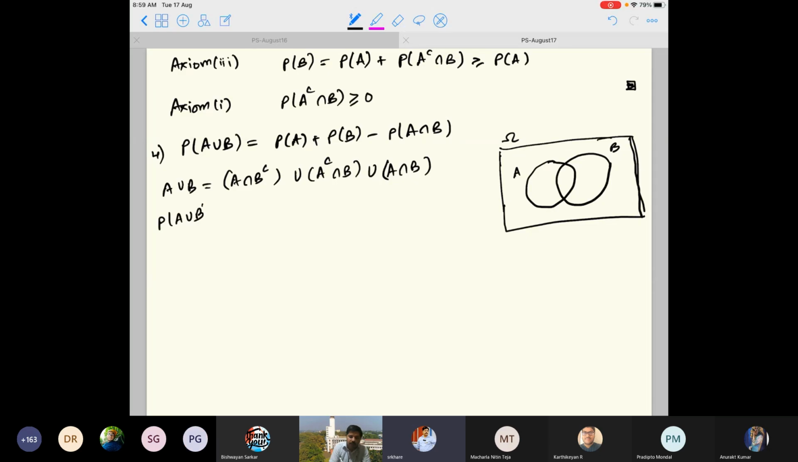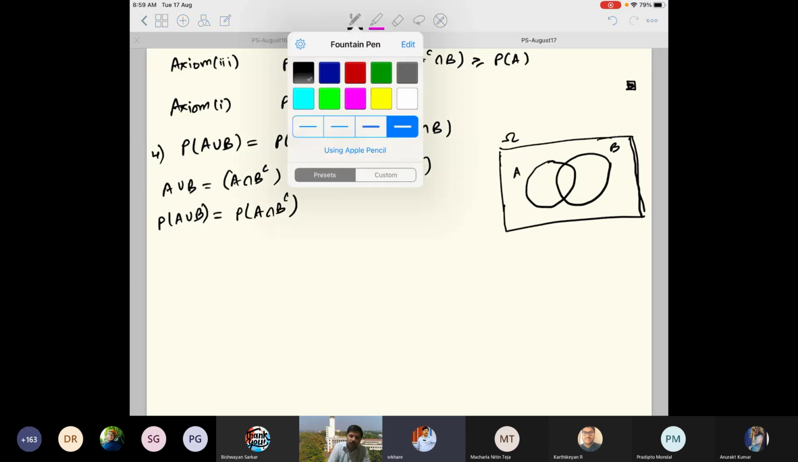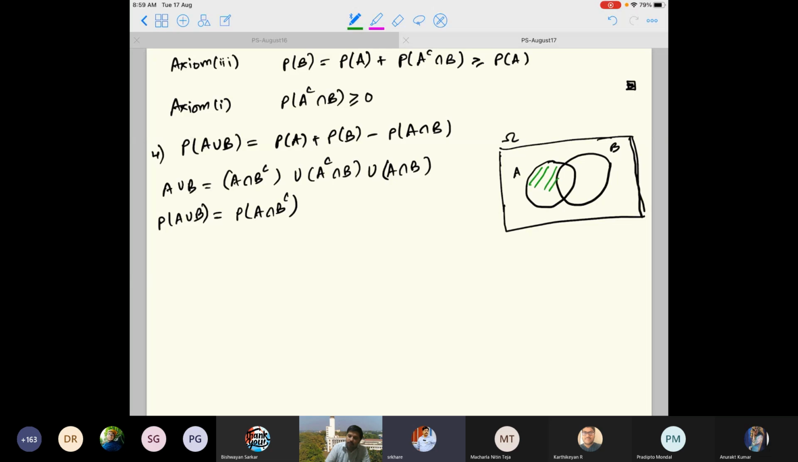So probability of A union B will be probability of A intersection B complement. What is A intersection B complement in this figure? A intersection B complement is this green part, right? What is A complement intersection B? A complement intersection B is this part, right? And A intersection B is this part. So I have written A union B as disjoint union of 3 sets, and once I have done that, I can use axiom 3 to write this thing down, right?